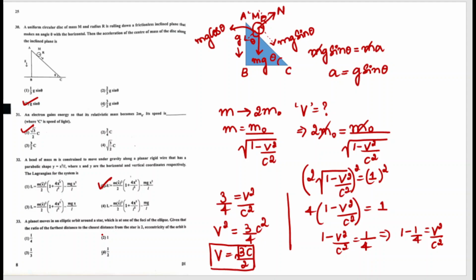A planet moves in an elliptical orbit around a star which is at one of the foci of the ellipse. Given that the ratio of the farthest distance to the closest distance from the star is 2, find the eccentricity e of the orbit. So let us start with this question. In the question they have given that r farthest to r closest is equal to 2.